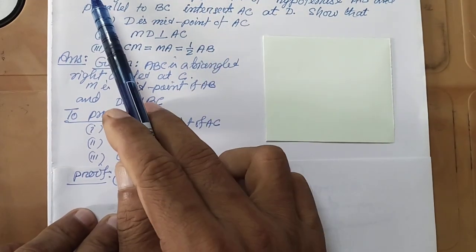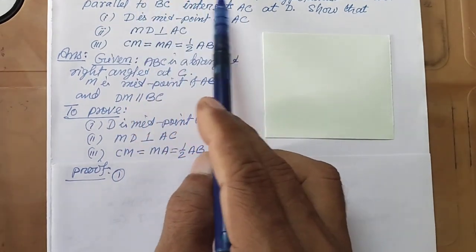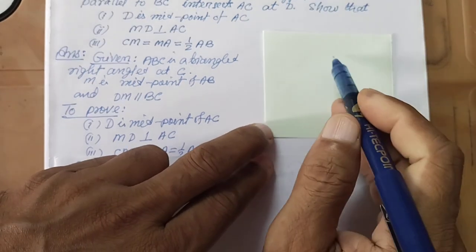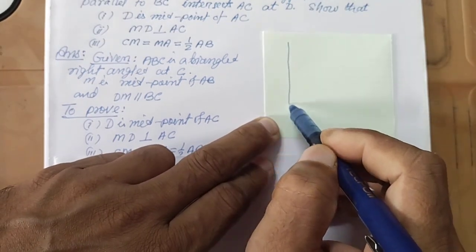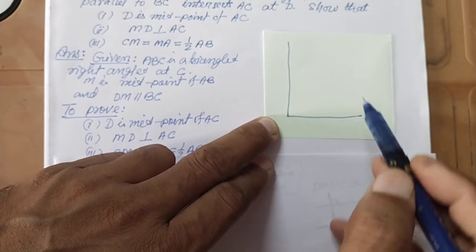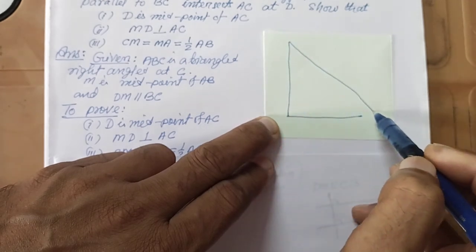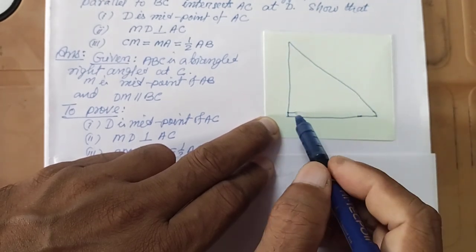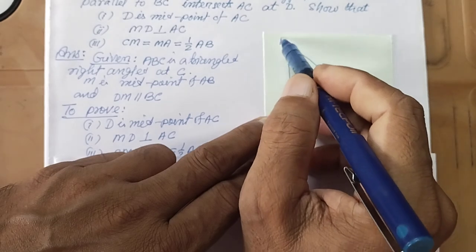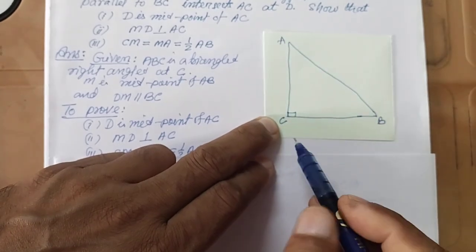Exercise 8.2, question number 6. It is given ABC is a triangle, right angled at C. So we'll draw a triangle. It is mentioned it is right angled at C. So this is 90 degrees, must be angle C, and the other two points we can write here, A and B.